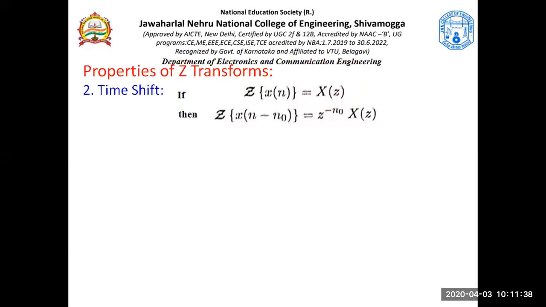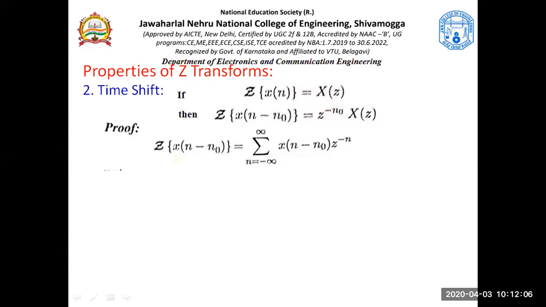Okay. Now let's see the proof of this. See, this is the standard equation we have. In place of x of n, we have x of n minus n naught. That is what it says. If you have x of n, it is X of z. Now we're not applying Z transform on x of n, but on x of n minus n naught. So in place of x of n, you will have x of n minus n naught. This is the same equation that we had seen earlier.